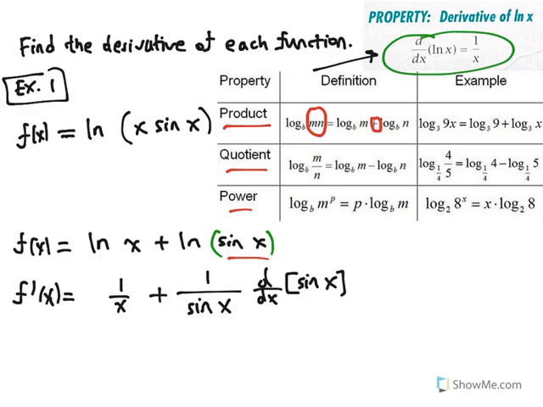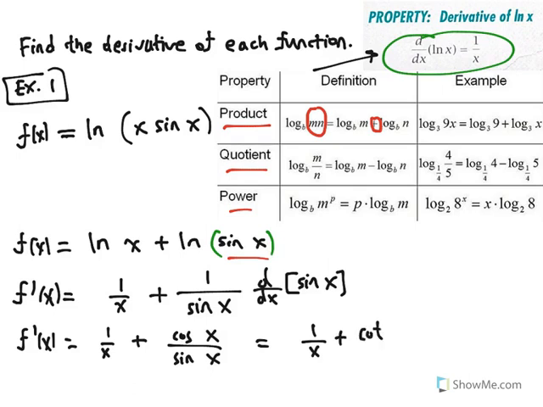That's the chain rule. So now we have f prime of x is equal to 1 over x plus the derivative of sine, which is cosine, so we get cosine x over sine x, which is cotangent x. So you may rewrite the derivative as 1 over x plus cotangent x. And that is what we have for f prime of x.